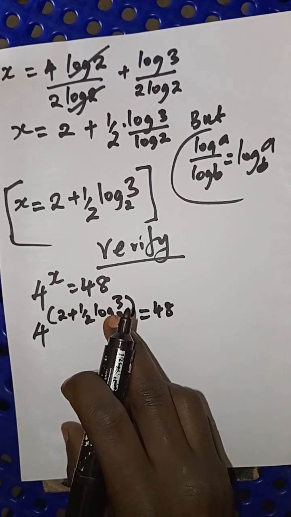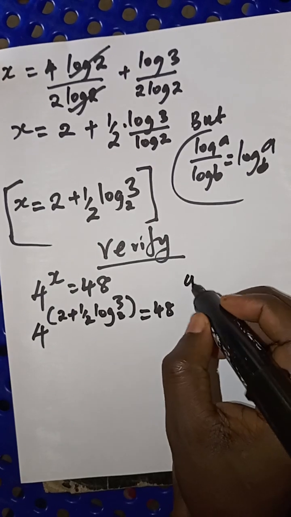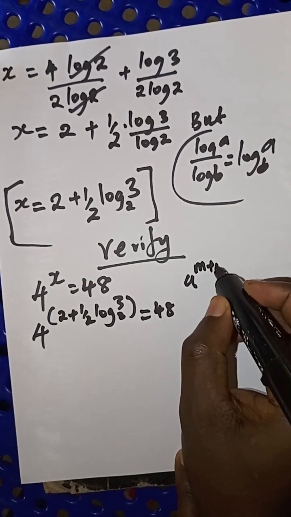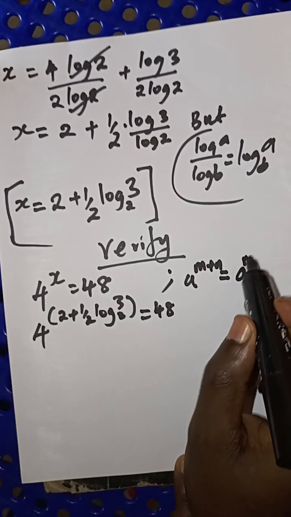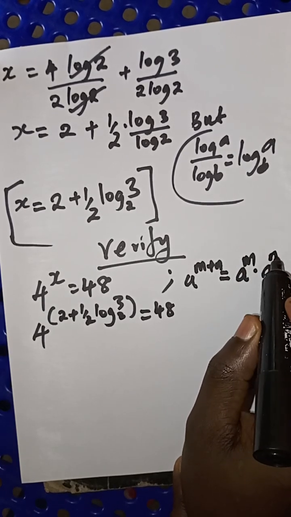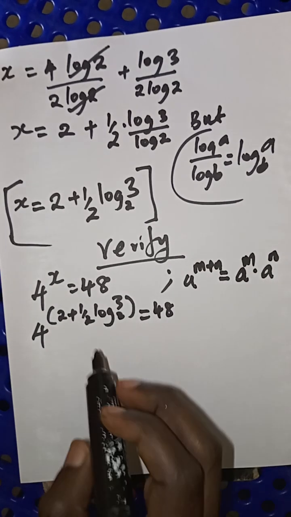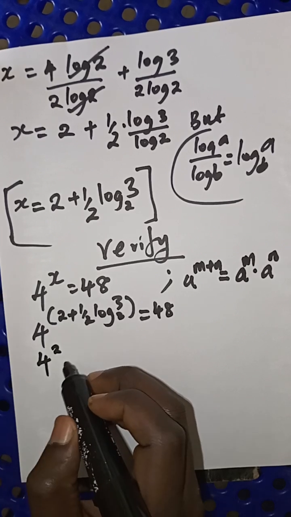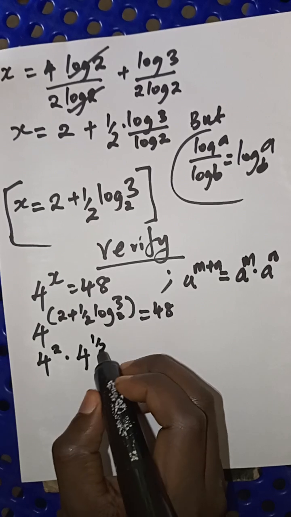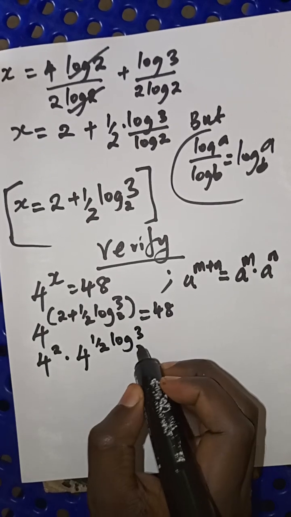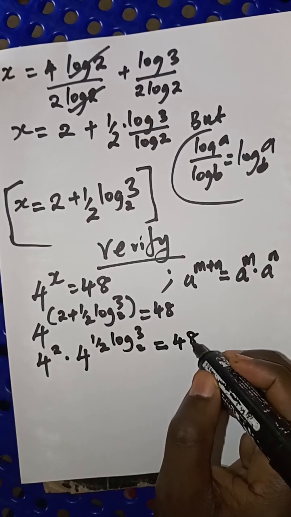I'm going to separate this, the upper part. Recall that wherever you have a raised to m plus n, this can be expressed as a raised to m multiplied by a raised to n when I separate it. So applying that here, it's going to be 4 raised to 2 multiplied by 4 raised to a half times the log of 3 base 2, is equal to 48.